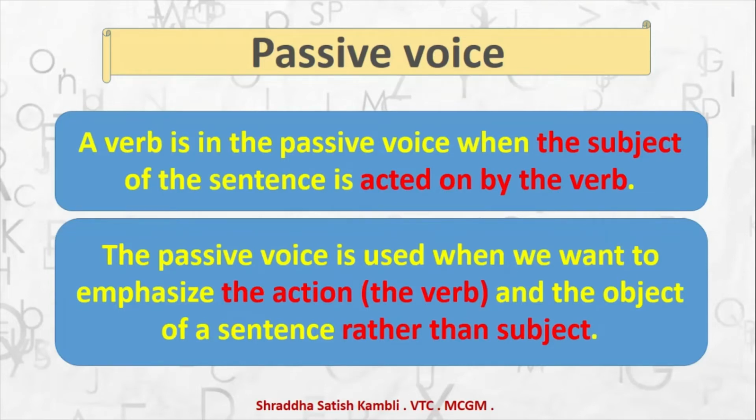For example, if I say the vase is broken, so I want to tell you that that particular vase, or you can say anything, you can say the object, the cup. I want to emphasize or point out that the cup is broken. I do not want to say who broke the cup. That is not important for me here. So I want to emphasize the action or the verb rather than the subject. Who did it is not important. It is done is more important. Okay, so this is the meaning of passive voice.